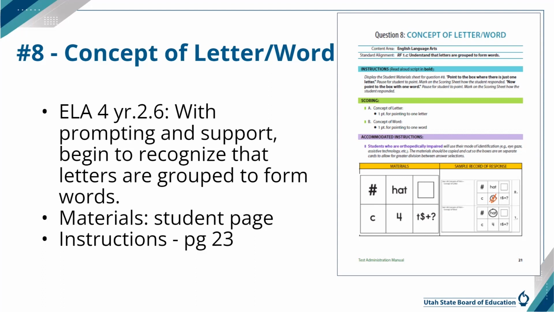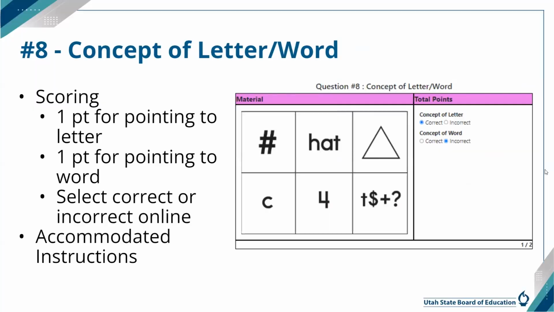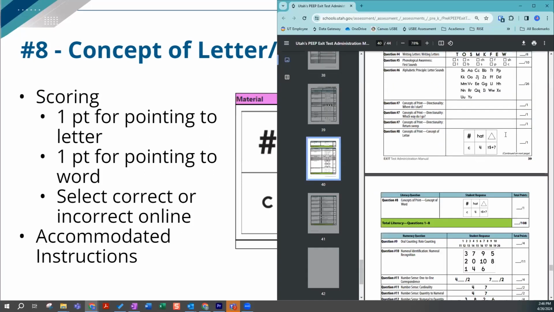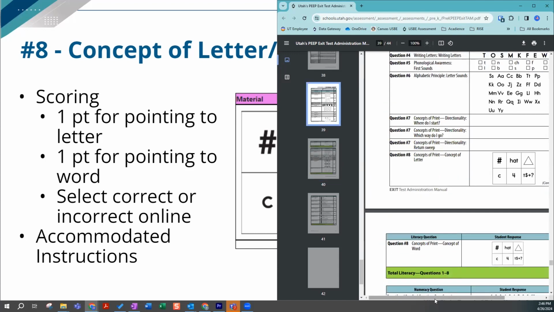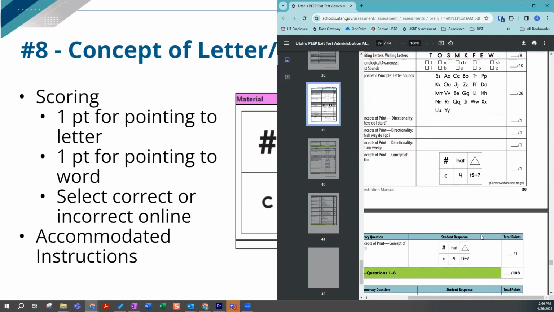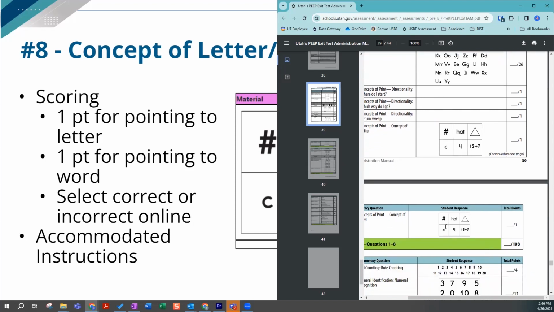Okay, so there is a sample record of response, and just thinking that you can put a slash through. So when we put this online, we just indicate correct or incorrect. So you don't need to, on the scoring sheet, indicate what the student actually read. You would just put the first part, you'd put a slash through the C to show that the student did not respond correctly with the letter, and then you would put a slash through hat to show that the student did not respond correctly with the word.